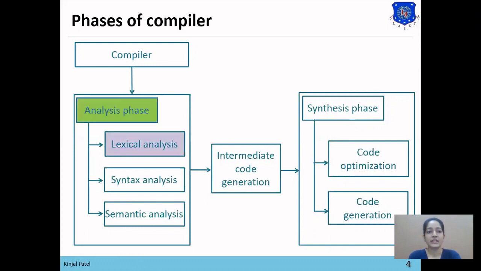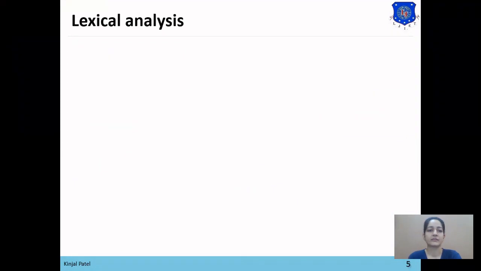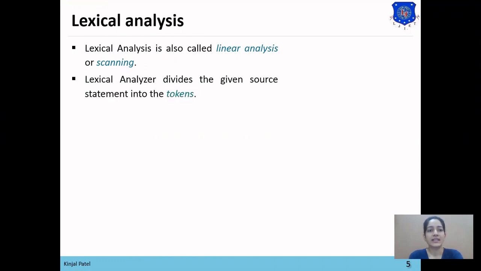So first phase is lexical analysis. Lexical analysis is also called as linear analysis or scanning. Why scanning? Because lexical analysis scans our source program from left to right, one character at a time. So it is also called as scanning. So lexical analyzer divides our source program into a number of tokens. Tokens means the string which has some meaning. For example, token can be keywords, identifier, constant, operator, etc.